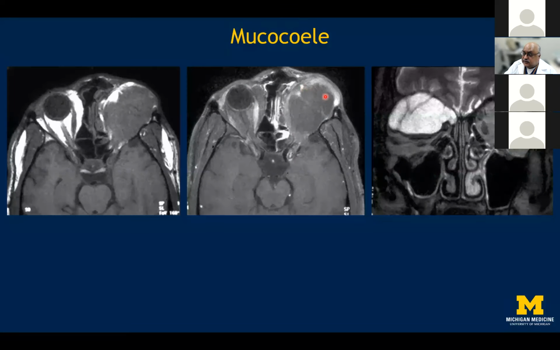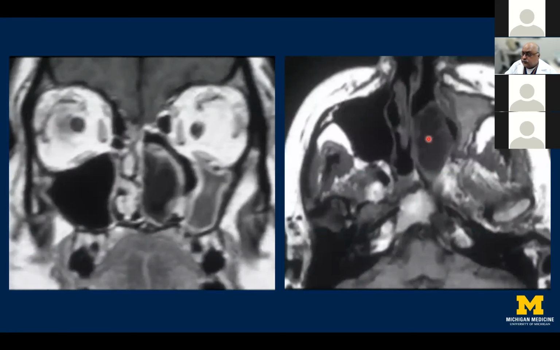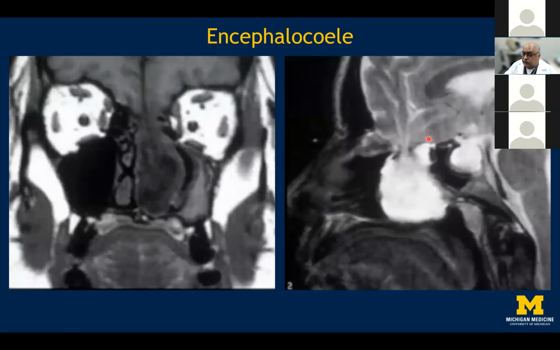One can see that there is this iso-intense material here, and there's some surrounding soft tissue to this. And this turned out to be a mucocele because of the hyperintensity and the septated appearance of this remodeled frontal sinus. This is another example of an encephalocele.